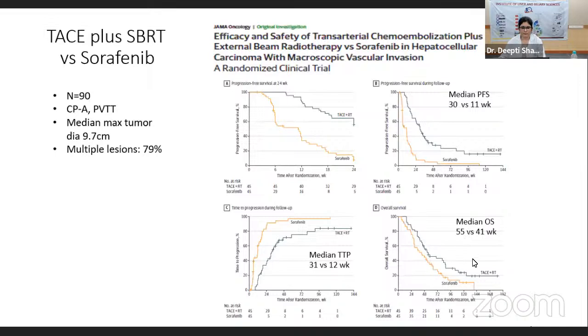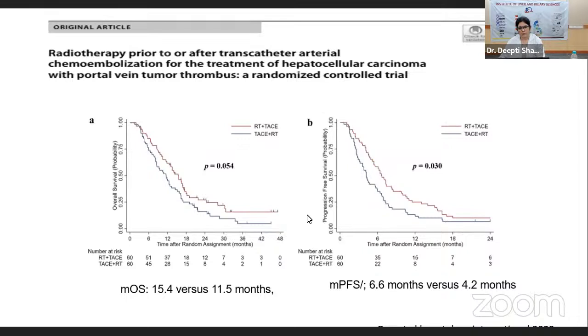So this is for sure that combination radiation therapy with TACE is a treatment which is usually done in all patients and is of their choice. What should be the sequence of radiation with TACE? In this randomized controlled trial, published in Hepatology International last year, they tried radiation therapy followed by TACE versus TACE followed by radiation therapy. They found that the median overall survival and the median progression-free survival were better in the group that received radiation therapy first, followed by TACE.